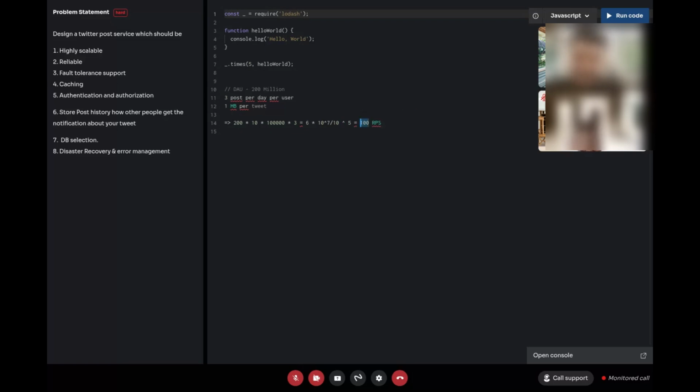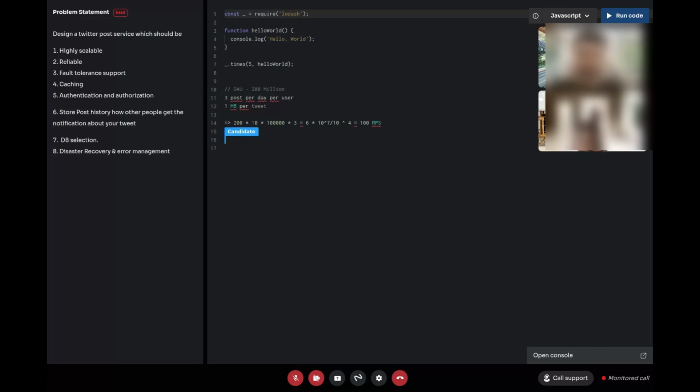I think for a Twitter-like application, this sounds low, but usually it's 200 million, and 1 million is 10 lakhs. Okay, I think this is correct, 10 raised to 5. Definitely it's not 100 RPS, but usually it can be even 1000 RPS, because 100 RPS is nothing. It's more than 1,000, around 30,000 or something.